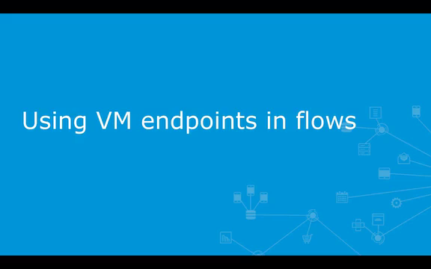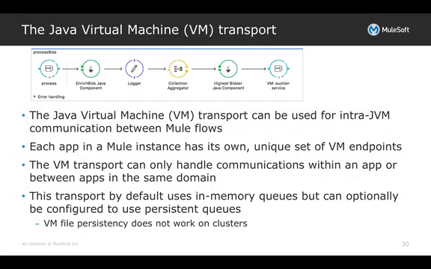Using VM endpoints in flows. The Java Virtual Machine, or VM transport, is going to allow us to communicate throughout the JVM. Each app in a Mule instance has its own unique set of VM endpoints, and the VM transport can only handle communications within an app or between apps in the same domain.